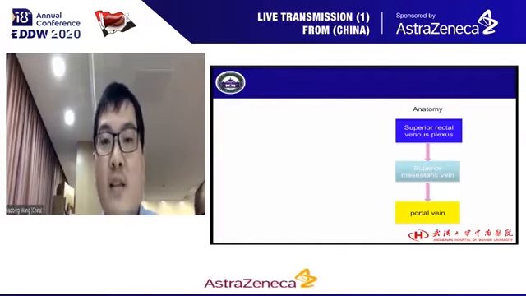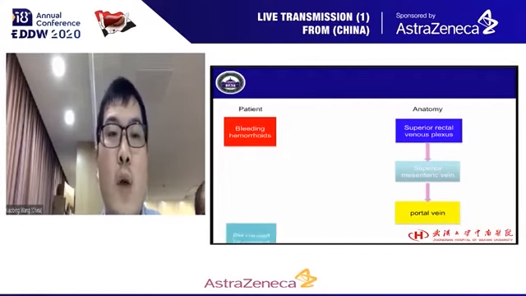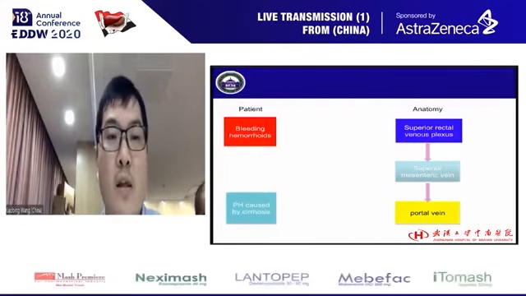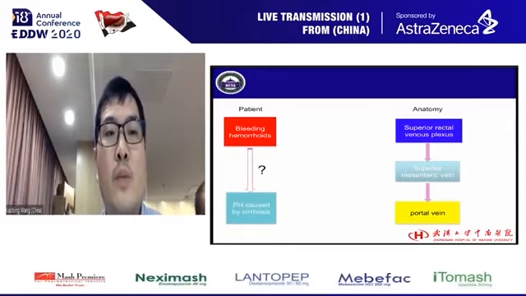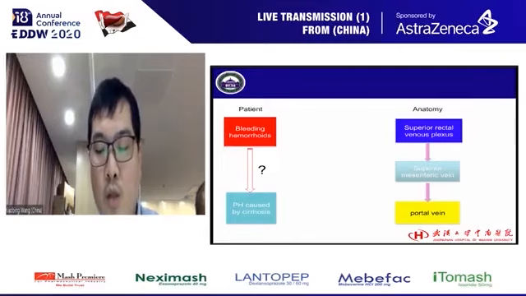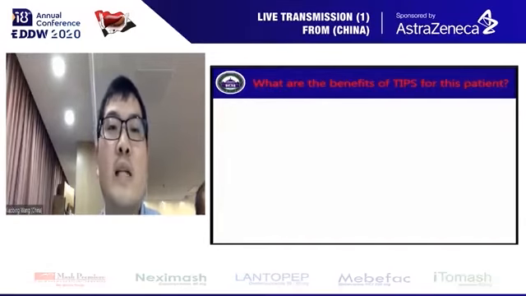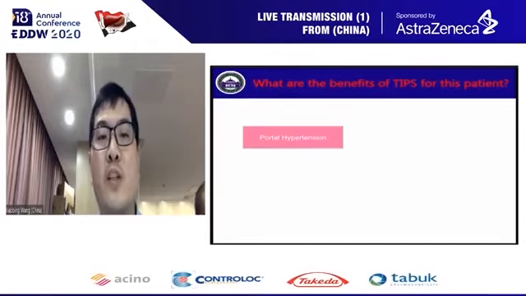We have understood the anatomy of the anorectal vein, and now we can answer the question about whether there's an association between bleeding hemorrhoids and portal hypertension in this patient. What are the benefits of TIPS for this patient?